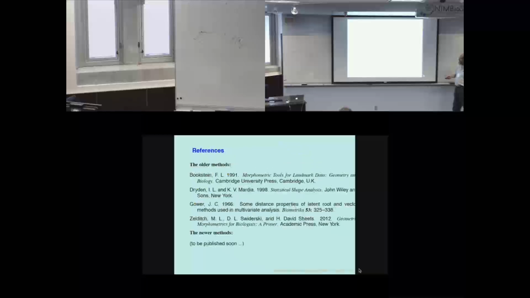So, references. This is the Morphometric Consensus, one of the volumes of that era. This is a more complete statistical treatment, statistical shape analysis. Oh, you can't hear me anymore. Hang on, we'll see if I can recover.